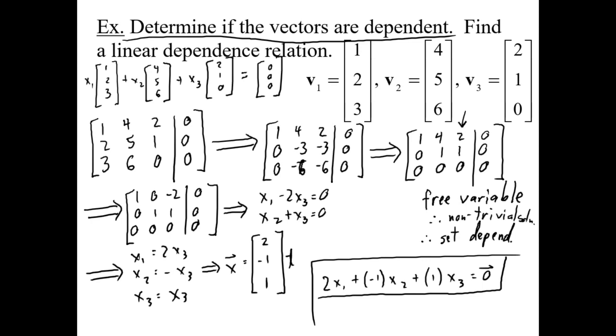By the way, just because people might be wondering, if you wrote this as 2x1 minus x2 plus x3 equals the 0 vector, that's also perfectly acceptable. I don't care if you put the -1 and the 1, it doesn't matter. I forgot to put the vectors here. Okay, so we've got our answer. Cool.